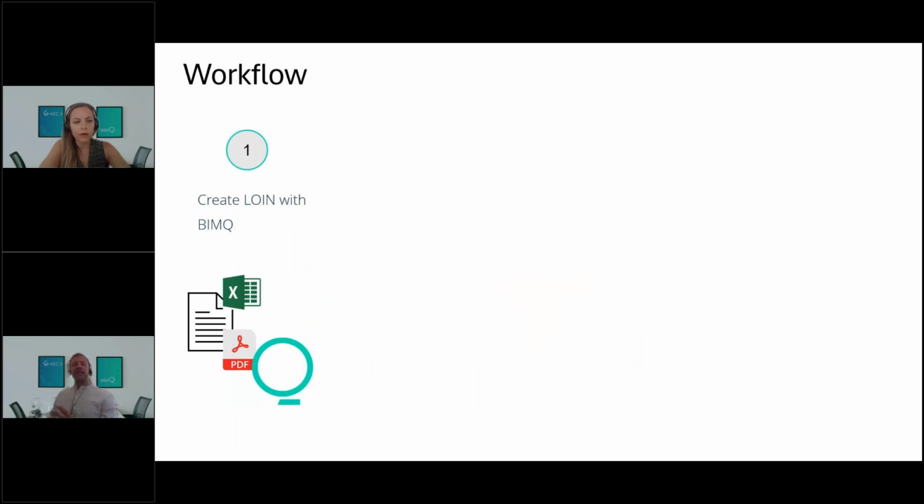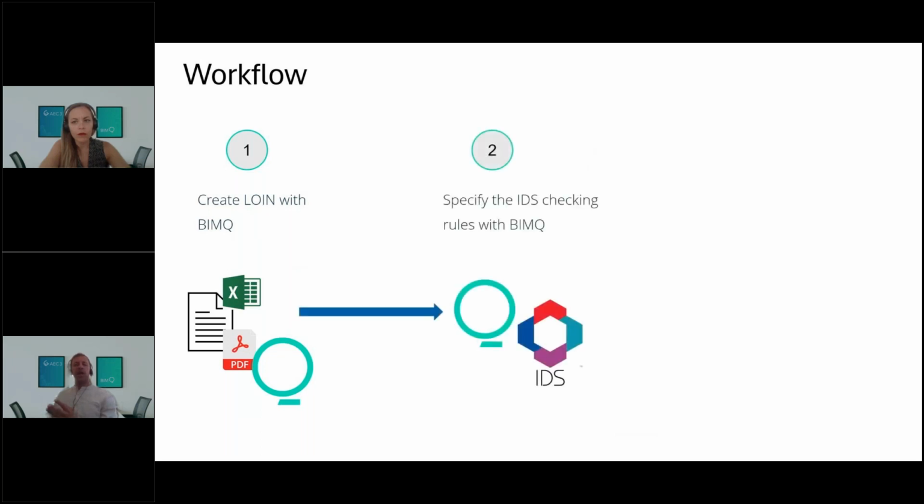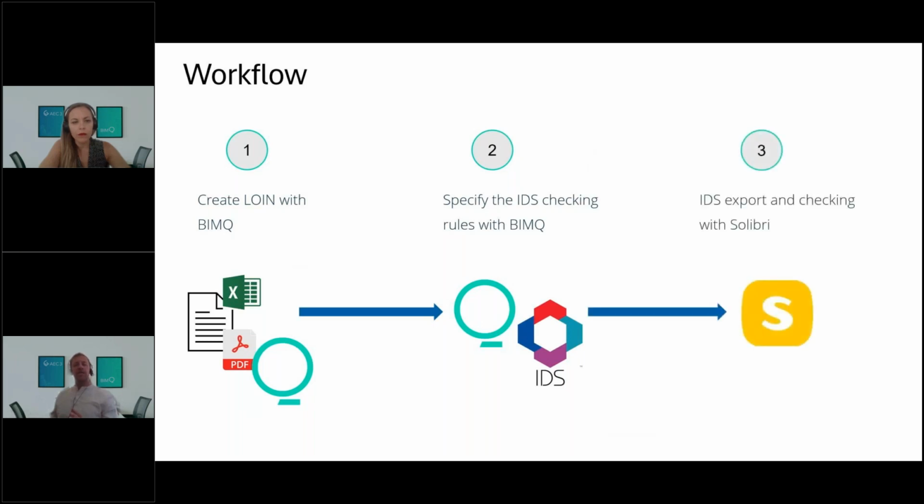Okay, in the second step of the workflow, we will look at how we can configure and specify checking rules for IDS and what the different options are here. And at the third step, we want to check with IDS. We will export an IDS file from BIMQ and we will do the checking in the Solibri model checker.